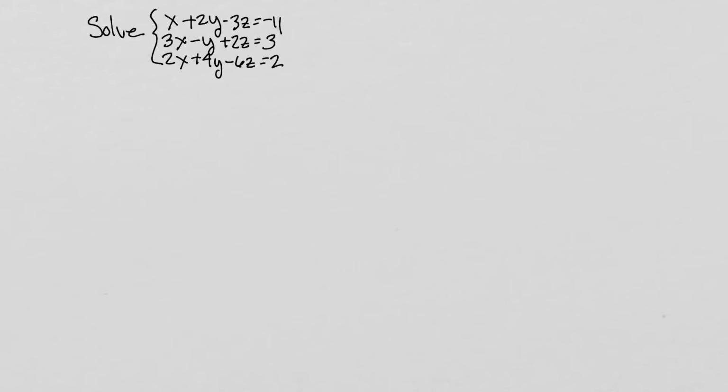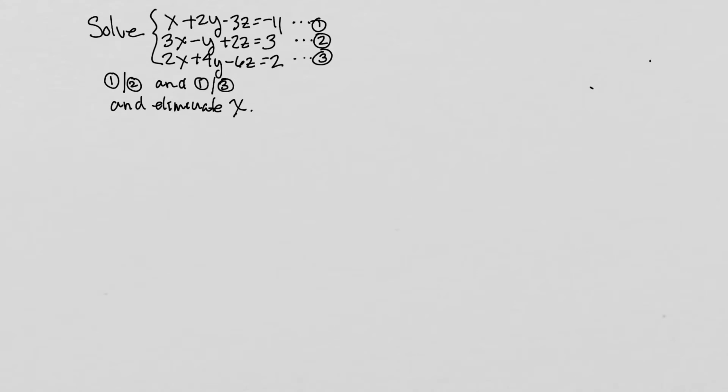Let's see what we can do about solving this system of three equations with three variables. So our process is to choose two pairs of equations. Why don't we choose 1 and 2 and 1 and 3, and we'll eliminate one of the variables. It doesn't matter, we can choose x, y, or z. Why don't we just eliminate x and see what happens?